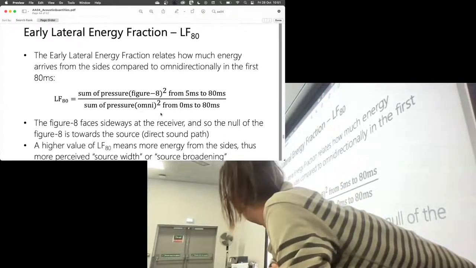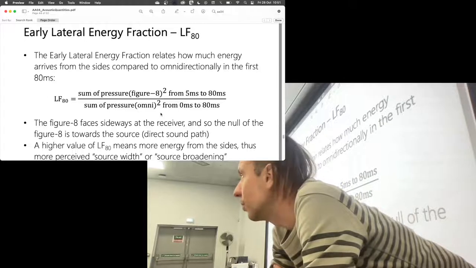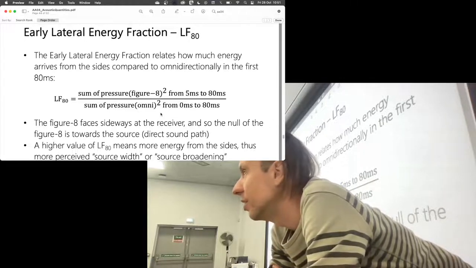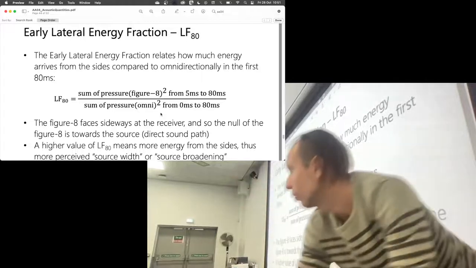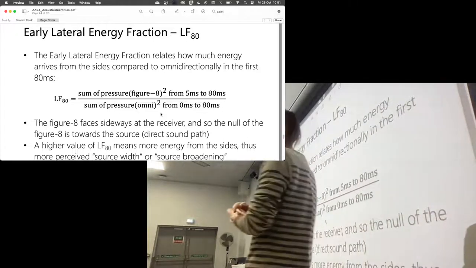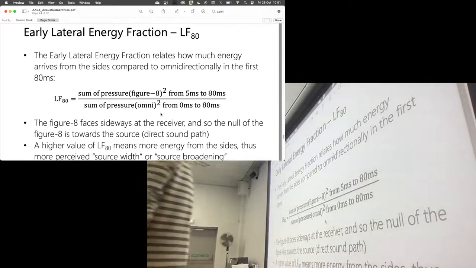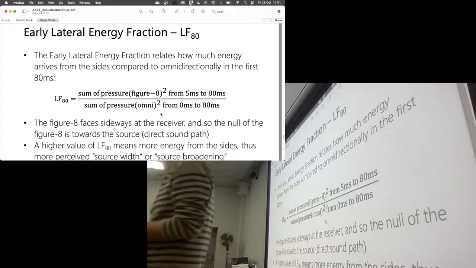This is a measure that will tell you something about the envelopment that you get within the room, or indeed what they use in venues, which we will talk about. What do you mean by envelopment? Well, it's a metaphor that describes how you hear a sound. You feel enveloped by sound.